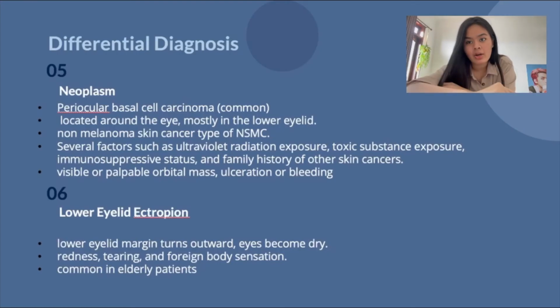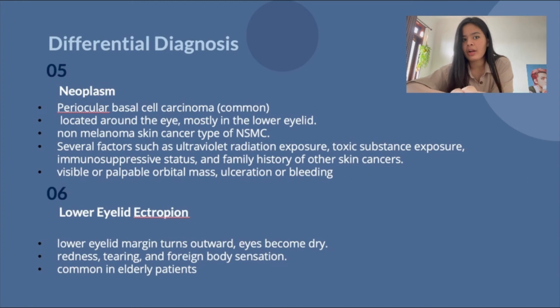Hello, my name is Ana Agung Ayu Ratindra Putri, NIM 174, and now I will explain about the differential diagnosis. The first one is neoplasm. This is a periocular basal cell carcinoma, which is the most common type. It is located around the eye, mostly in the lower eyelid. It is categorized as non-melanoma skin cancer or NMSC type. Several factors such as ultraviolet radiation, toxic substance exposure, and also a family history of skin cancer. The signs and symptoms are a visible or palpable orbital mass, ulceration, and also bleeding.